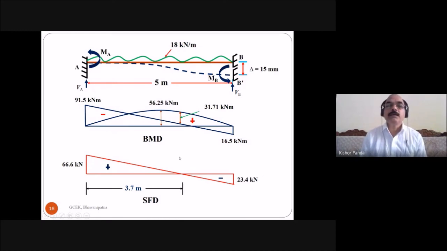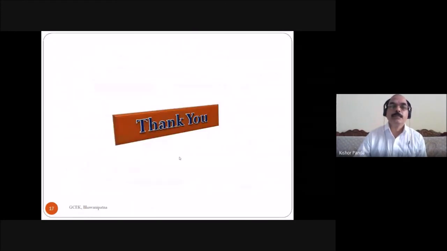When there is sinking of support, all are clear. Now, due to the sinking of support, how we will find out the fixed end moment at the end of a fixed beam.